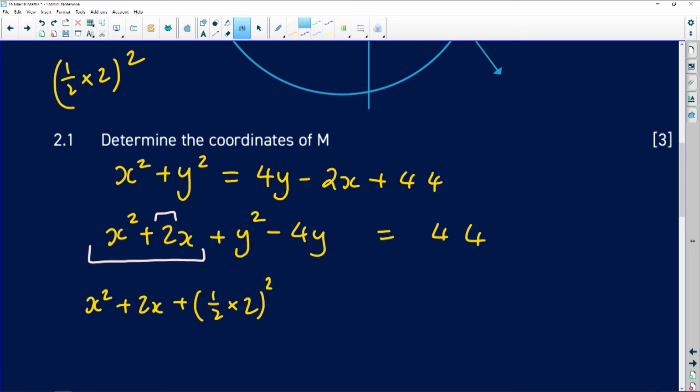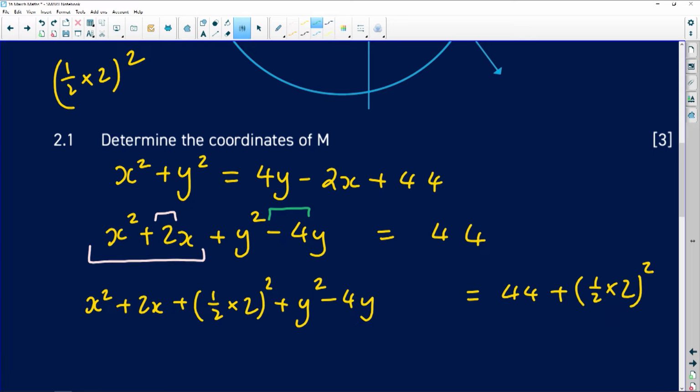But because I'm adding it on the left-hand side, mathematics says what you do on the left, you need to repeat on the other side. So on this side, I'm going to add that half of 2 squared, right? And then I'm going to go to the y's. For the y's, I've got y squared minus 4y, but then I need to maintain the same logic, and add half of negative 4 this time, not 4 but negative 4. The sign matters in this case. So I'm looking for half of negative 4 squared.